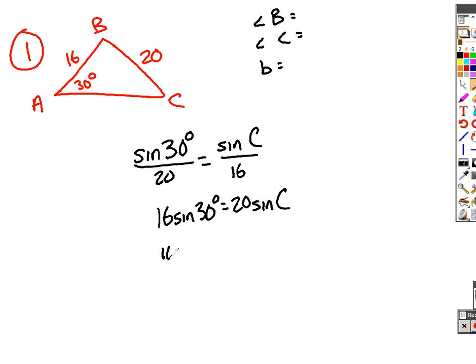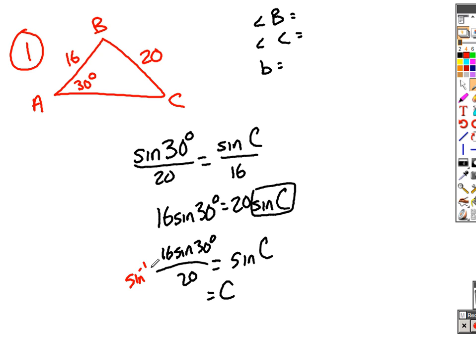From there, divide both sides by 20. 16 sine 30 over 20. I can't divide by a sine. I can't divide by a word. Sine of C is locked in just as it is. So all that's left is sine of C. Whatever that number comes out to be, I'm then going to take the inverse sine of both sides. And I'll end up getting that angle C is 23.6 degrees.